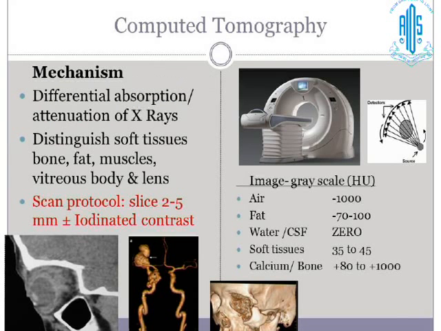Now, CT, as we know, is a radiation-based modality, in which the images are produced as a result of differential absorption and attenuation of X-rays to give contrast between different structures. We have an arbitrary scale, a Hounsfield scale, in which zero is a water reference, and the densities go either below zero or above zero. Air is minus 1000, and calcium or bone could be anything from above plus 80.